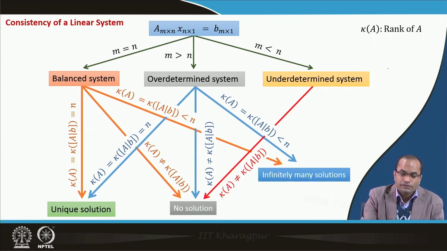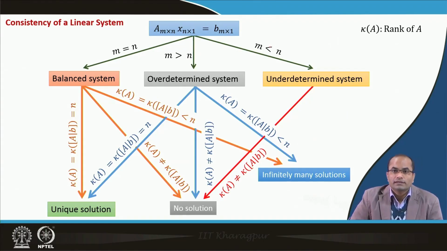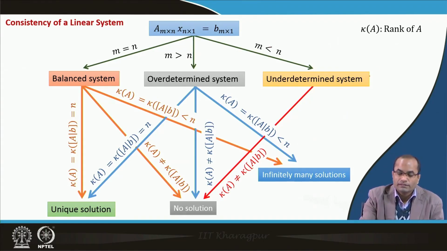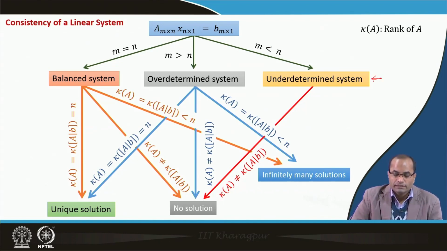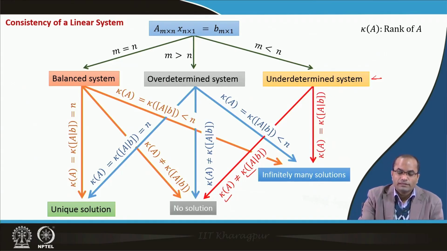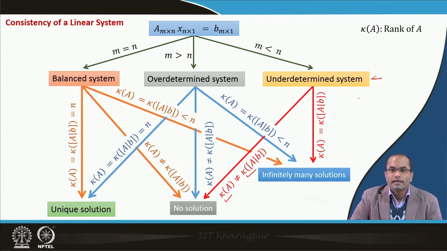The last case is where we have the number of equations less than the number of unknowns, that means the underdetermined system. In this case we have two possibilities, either the rank of A is not equal to the rank of A B, in that case we have no solution, but when the rank of A is equal to the rank of A B, naturally that rank is going to be less than n, because the rank cannot be greater than m or n. So, it should be less than the maximum of m and n.